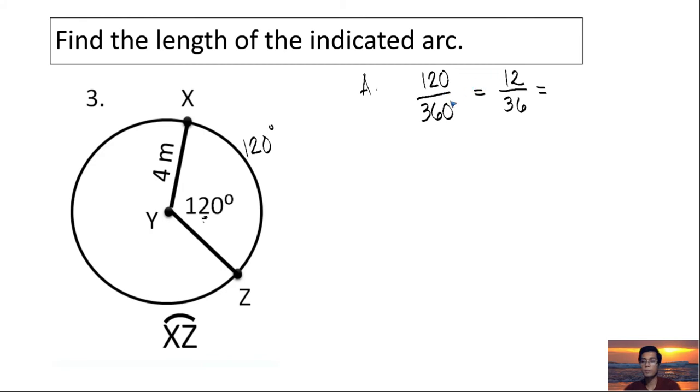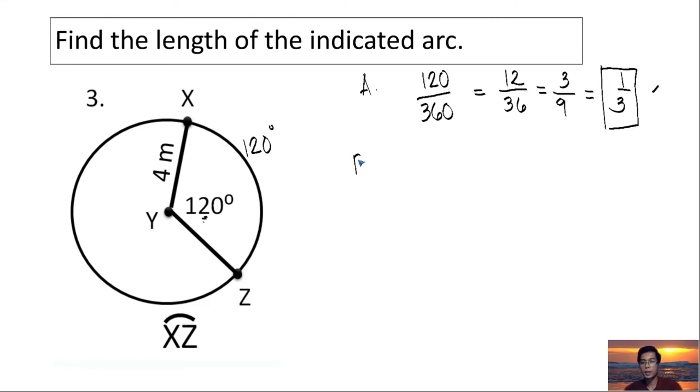So, dinivide ko muna ng 10 para mas makita ng iba, no? So, pwede pa natin itong divide ng, saan pa pwede? Pwede ng 4, tama? So, divide 4, this is equal to 3. Divide 4, this is equal to 9. Pwede pa ng 3. Divide 3 is equal to 1. Divide 3 is equal to 3. So, 1/3 po ito. Pwede naman kaagad-agad na 120 divide 120, 1. 360 divide 120, 3. Punta ka kaagad sa lowest term.